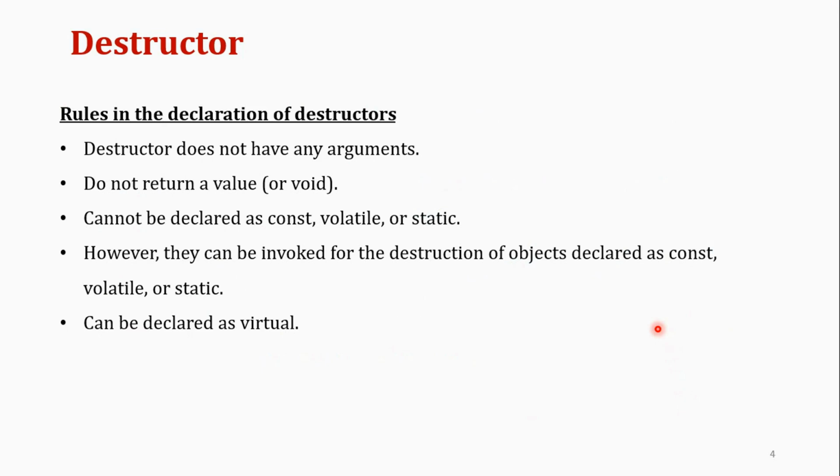And here we have some rules for the destructor. So a destructor does not have any arguments, similar to a default constructor. It should not have any return value, similar to a constructor, not even void, and it cannot be declared as constant, volatile, or static. So no static constructor, no static destructor. However, they can be invoked by the destruction of objects declared as constant, volatile, or static. It can be declared as virtual. Okay, so let us see the example for destructor in C++.